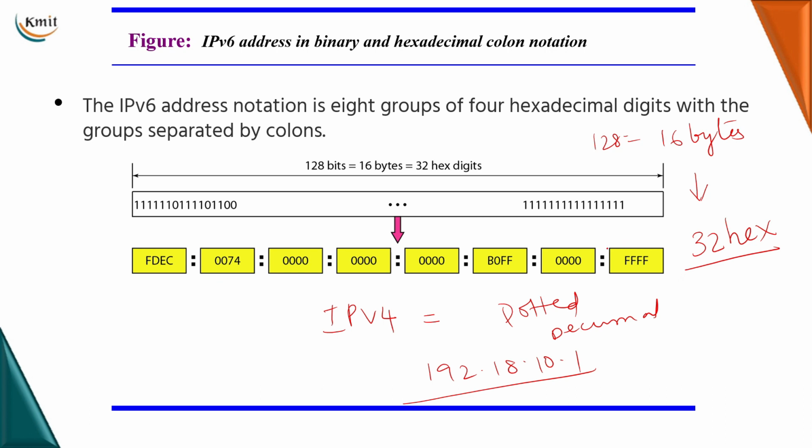So now I will have 8 groups of 4 hexadecimal digits. I have all 128 binary digits, but I can't represent them using binary digits, right? So I am representing it as 8 groups of 4 hex digits. That comes up to 32 hex digits, which is equal to 16 bytes or 128 bits.